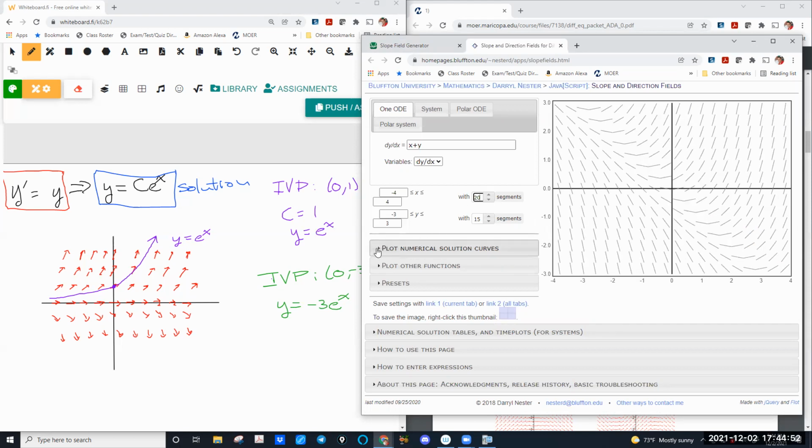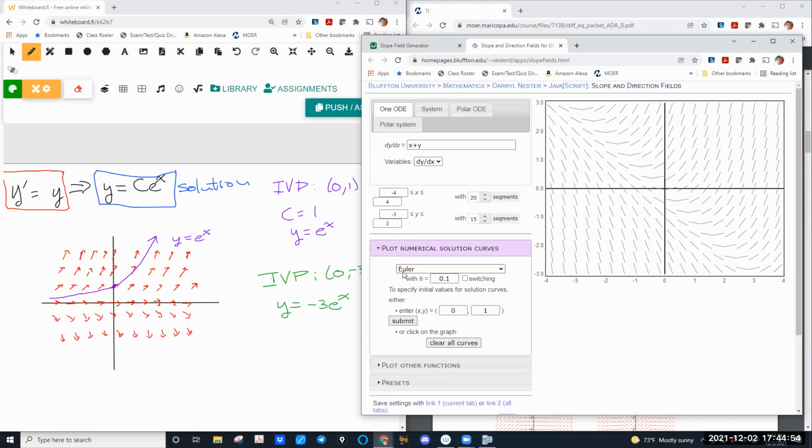Now, if you want to put in the curve that goes with it, we're going to be learning Euler's method shortly. But remember, this is a different differential equation than the one we just did. This is x plus y. That's not a differential equation we're going to solve this semester analytically, but Euler's method, absolutely.